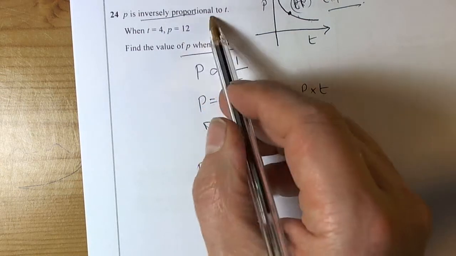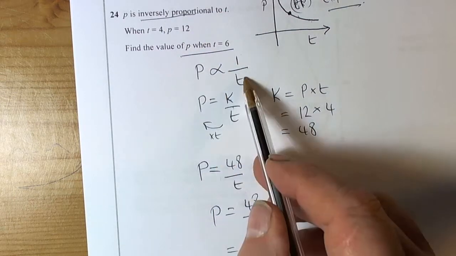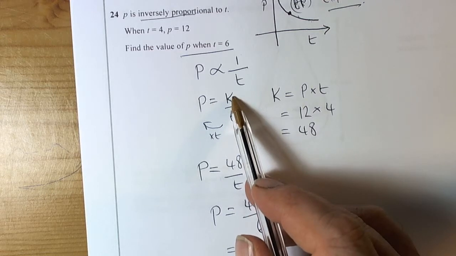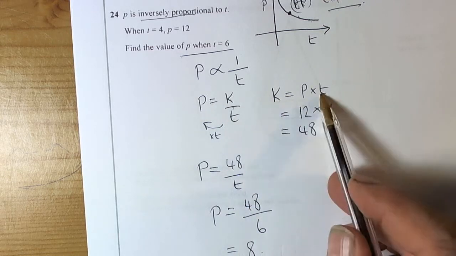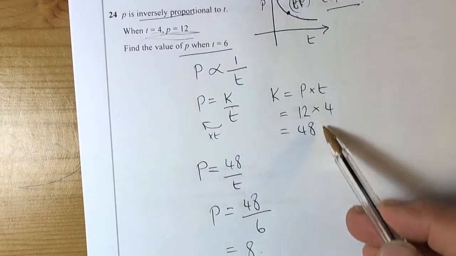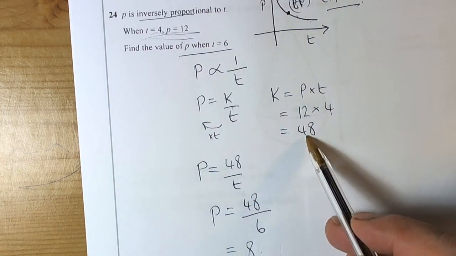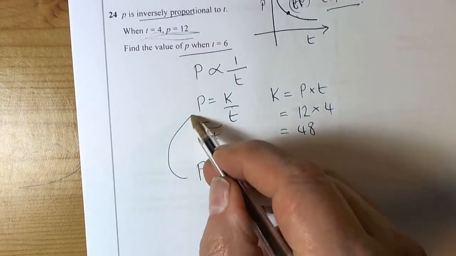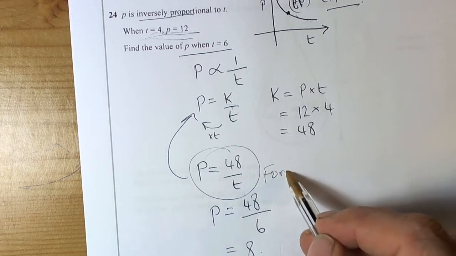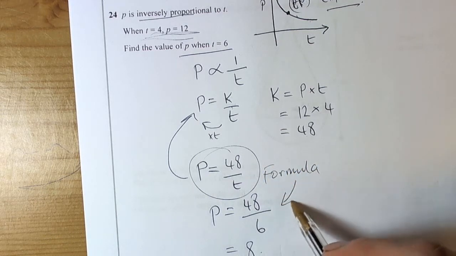So proportionality, key idea is to write down the relationship, change it into an equals by putting the proportionality constant in the right place, find the k value by rearranging the formula and replacing with the values that the question gave us, and once we've got that value of k, put it back into the original relationship to find the formula, and then once you have the formula you then use it.